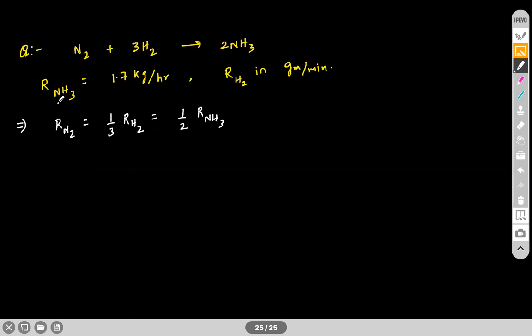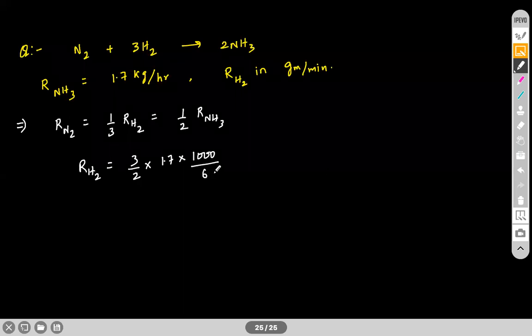Correct? Now, what is R of H2 here? 3 by 2 into R of NH3. R of NH3 is 1.7. It is given in kilogram per hour. So to convert this into gram, we have to multiply by 1000, divided by minute, so we have to multiply 60 in the denominator. When you solve this, you'll get 170 by 4, which is equal to 42.5 gram per minute.